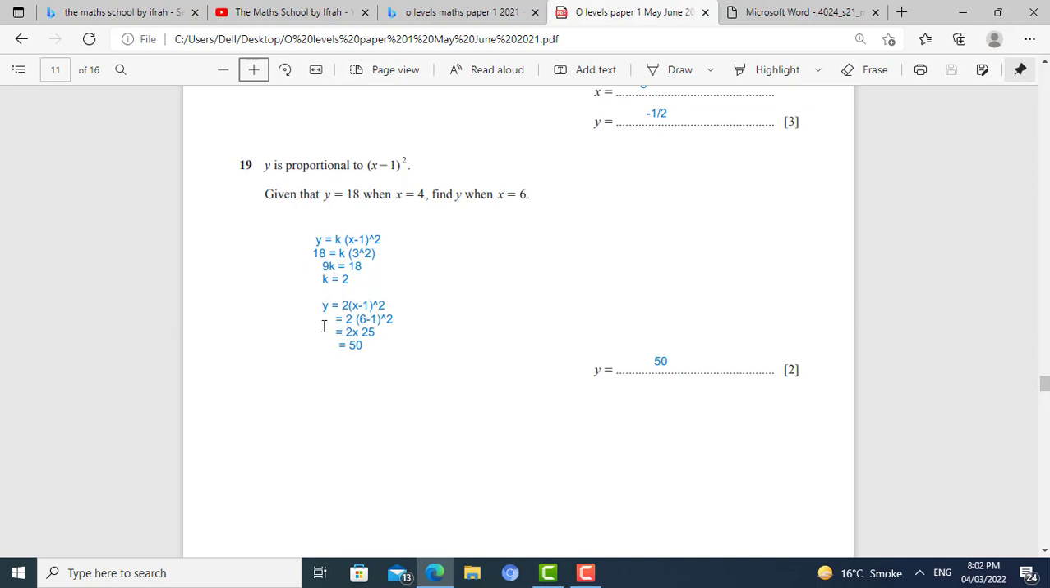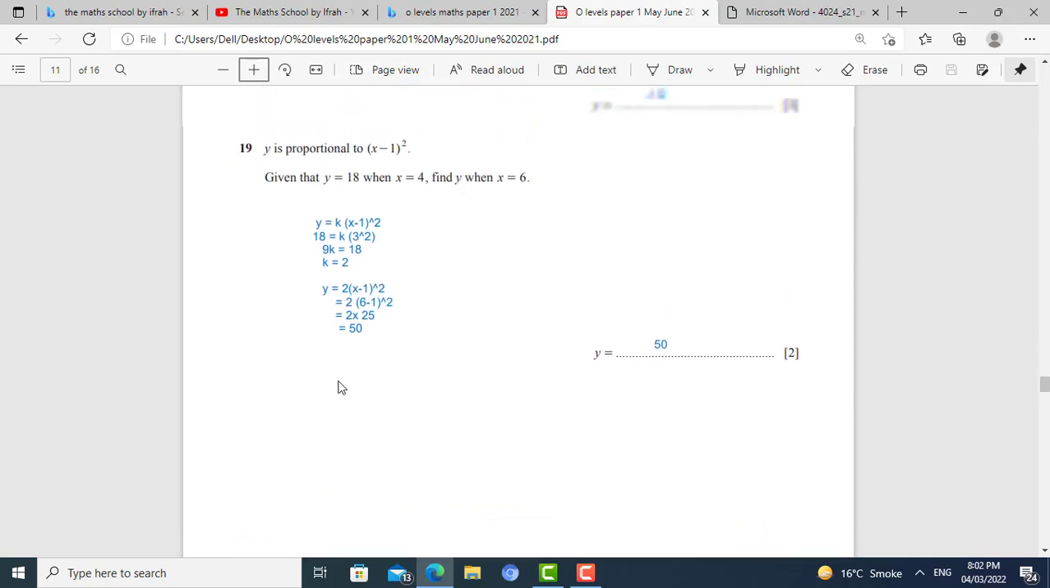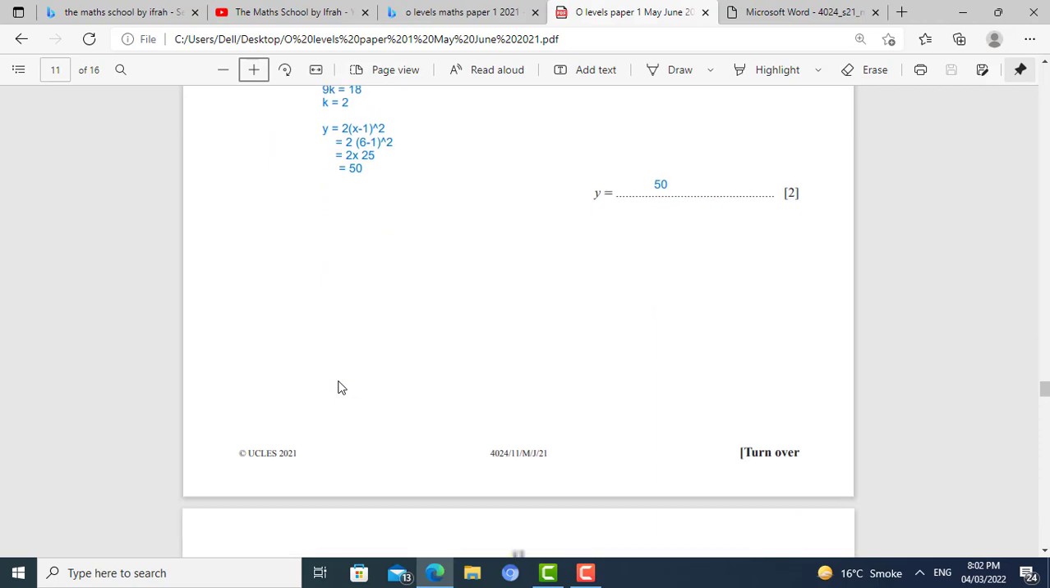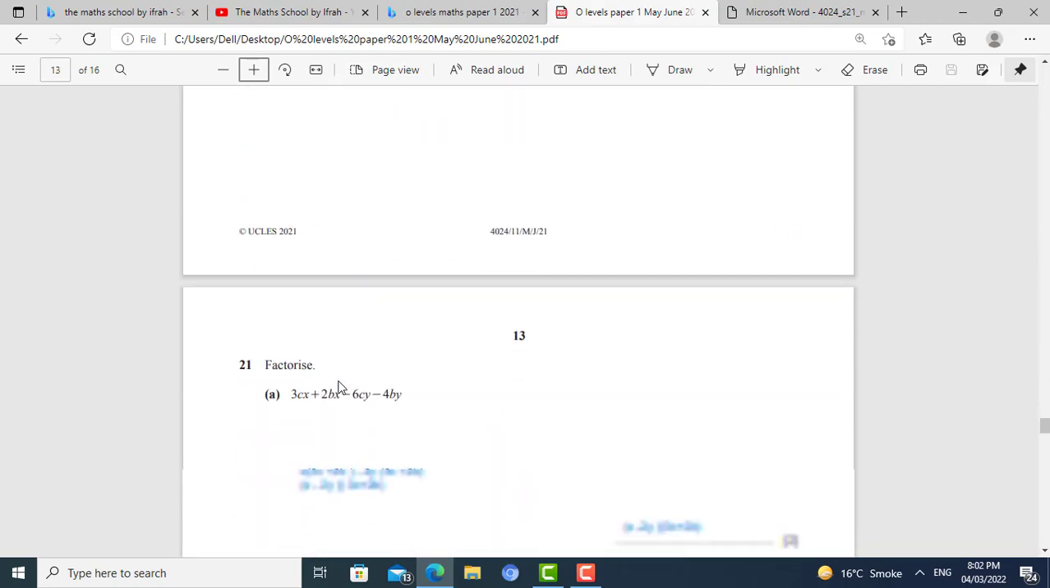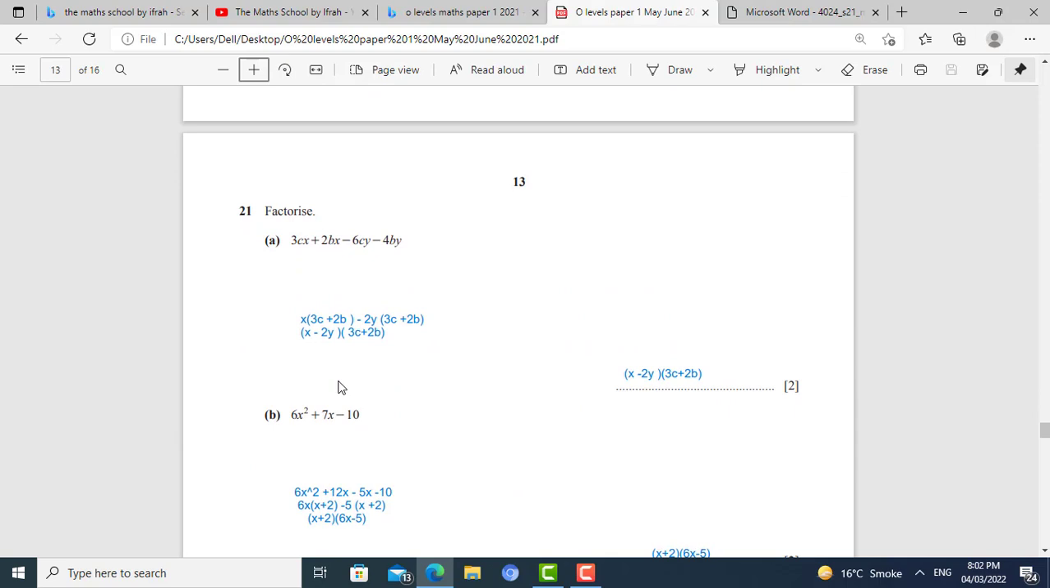Now we have to find the value of y when x is 6. So 2 into (6 minus 1) whole square, 2 into 5 square is 25. So 25 into 2 is 50. So the answer is 50. This is a graph. You have to plot it on your own. You have to solve this on your own.